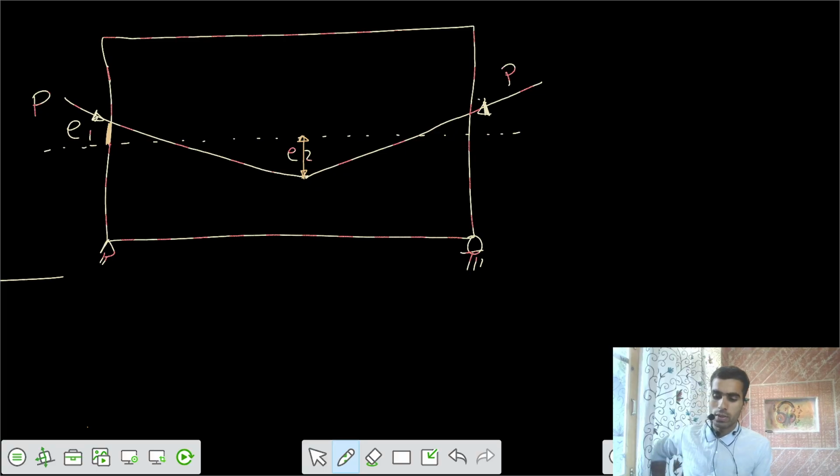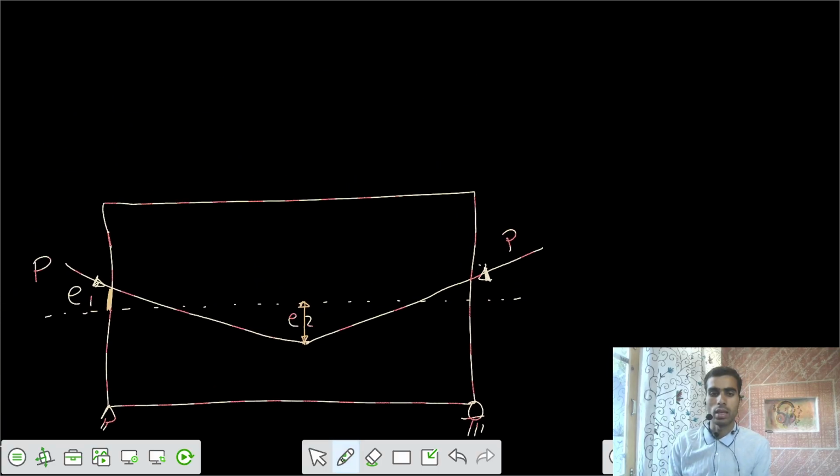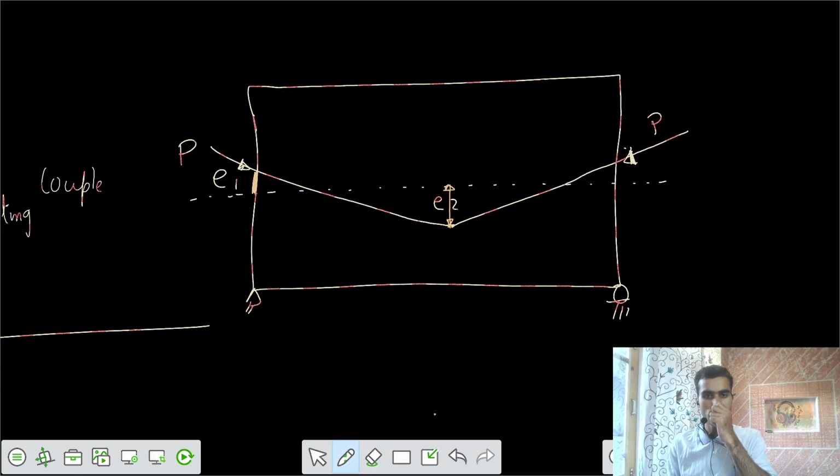Now we will see what this C line, P line represents. At any section, take any general cross section at any location X. Let's say this is your location X, and at that location we call the eccentricity of that P force EP.